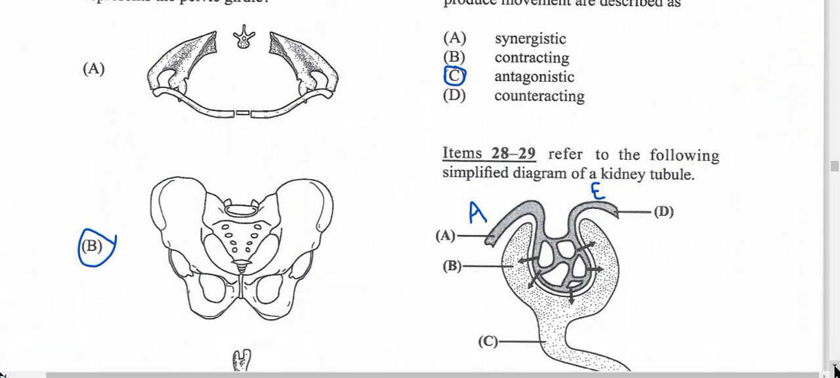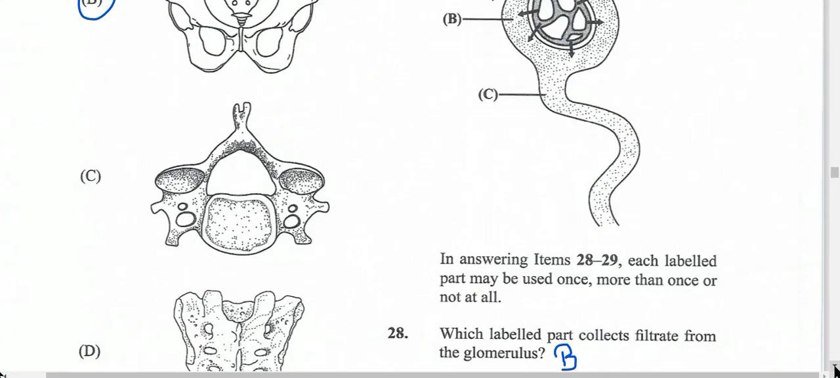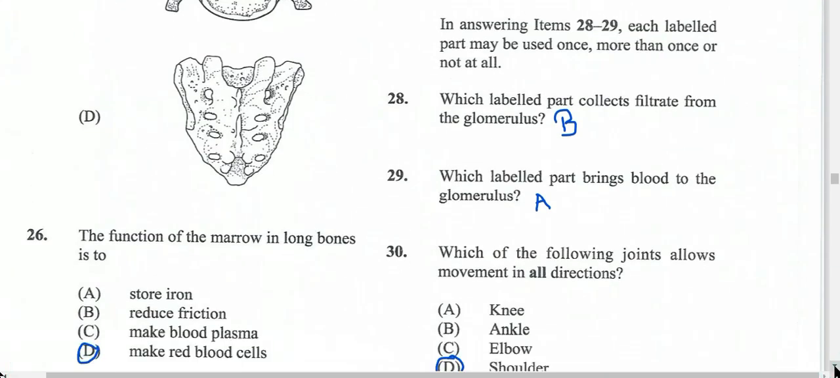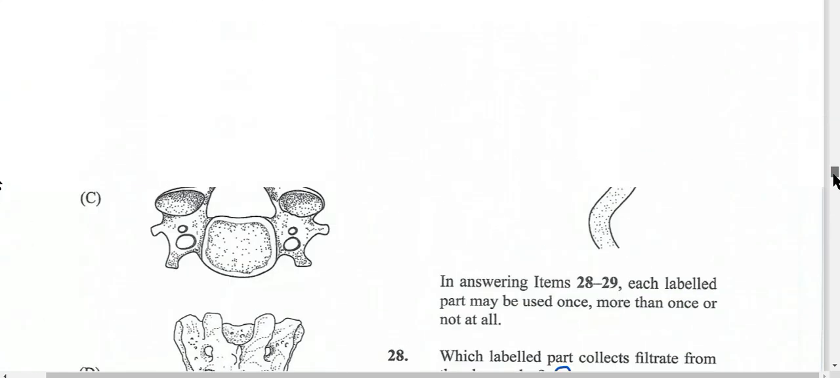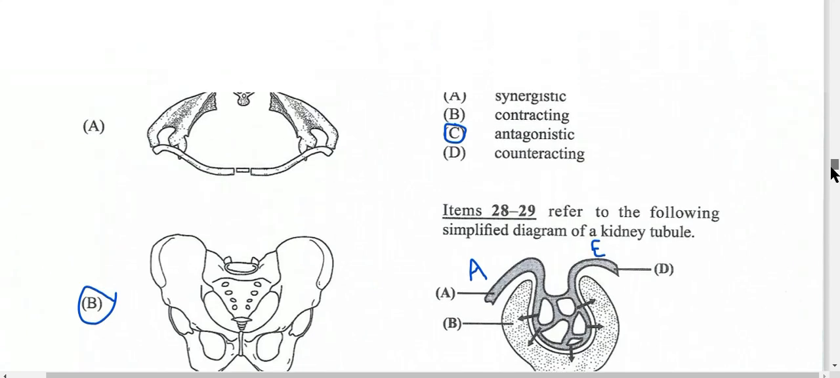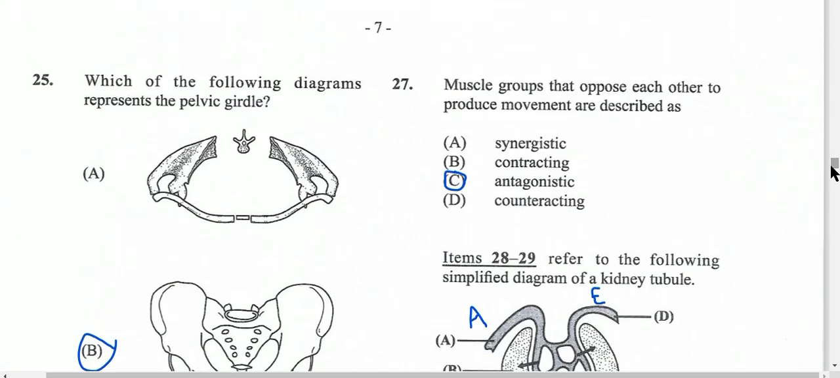If you were supposed to follow the skeletal system in your textbook, you would have observed that this is pretty much a part of the text. The function of bone marrow in long bone is to make red blood cells. This is pretty easy, and this is going to be textbook. It's question 26. The answer here is going to be D, and that seems to be any day of the week. So we move on over to question number 27.